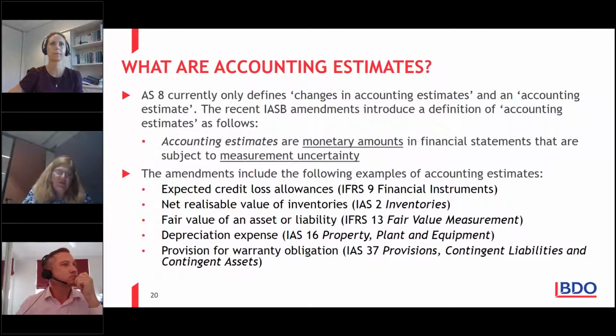So, if we come up with an expected credit loss, net realizable values of inventories, fair value of an asset or a liability, or a depreciation expense, or a provision for a warranty, all of those are situations where we make an accounting estimate. We come up with monetary amounts in financials, but there's measurement uncertainty around it. And I think that's the key thing that we're looking at, that measurement uncertainty.